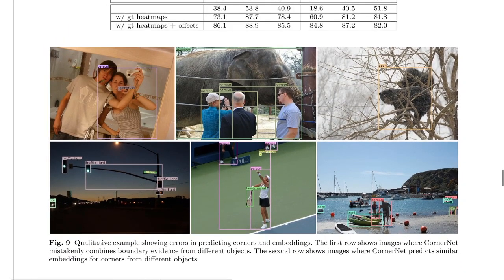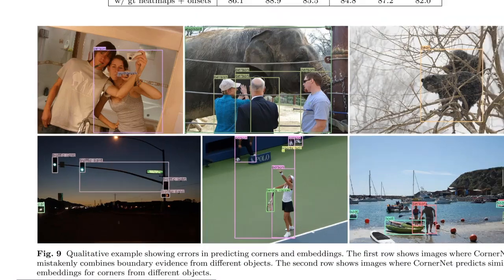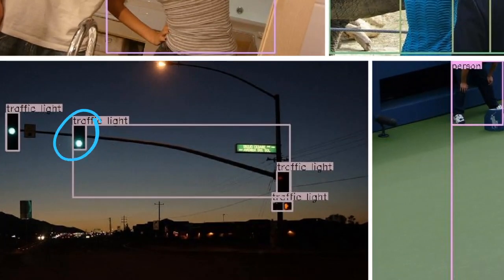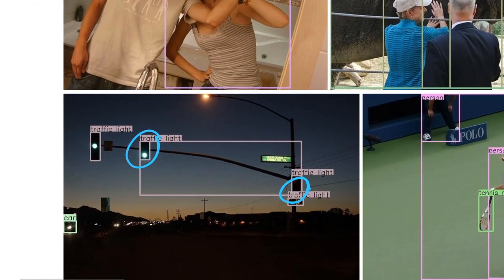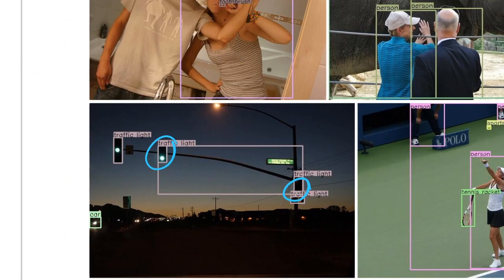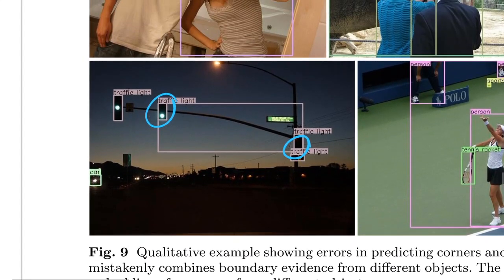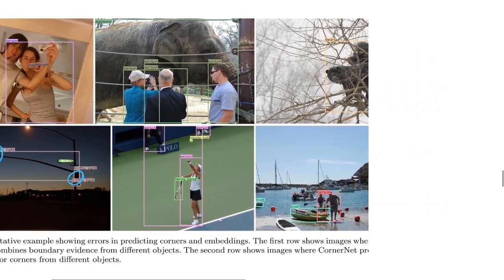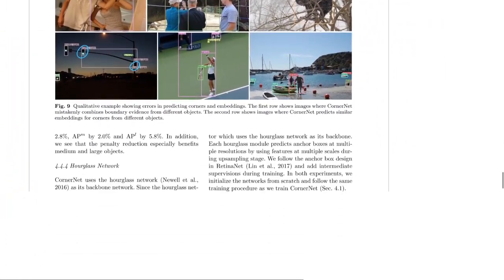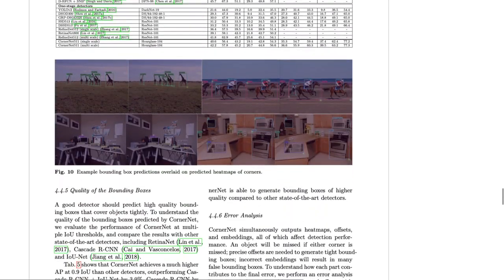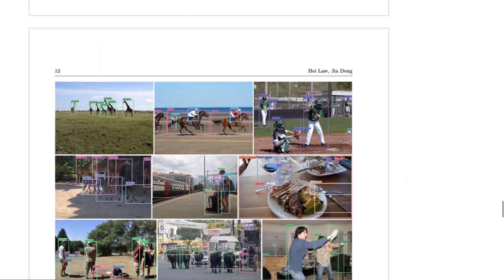They show some times where their method fails. For example, here it matches the top left and bottom right corners of two different objects because their embeddings were close enough. And yeah, that's what I'm saying. I'm wondering what these embeddings actually learn, because they are generated independently, so not entirely sure. It's also not exactly what I had in mind when I formulated this idea in the last video, but I'm actually not sure what I had in mind myself, to be honest.